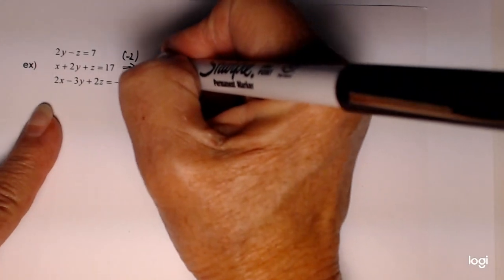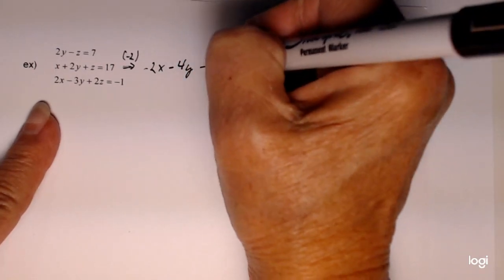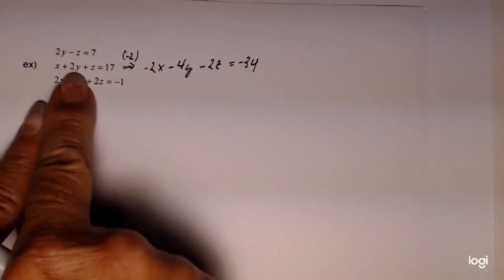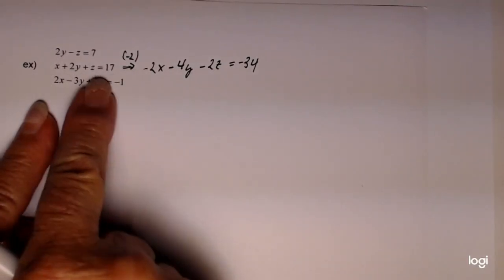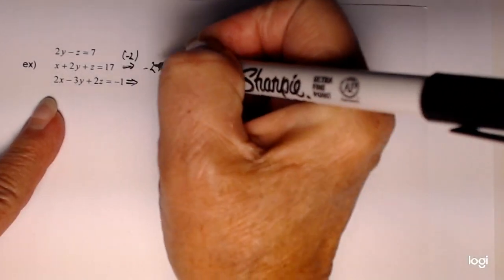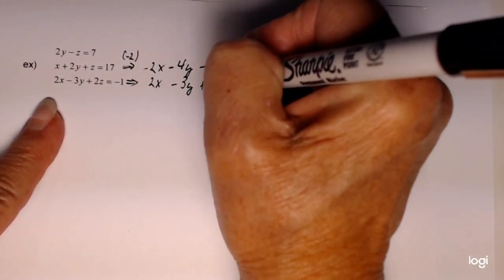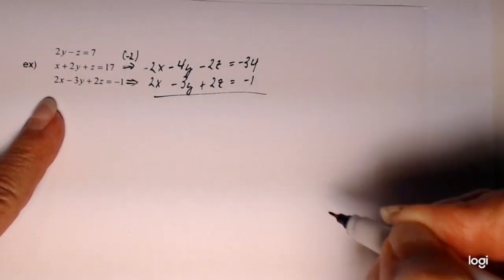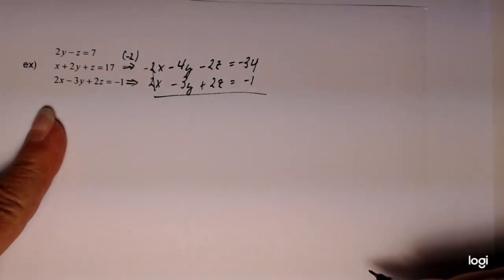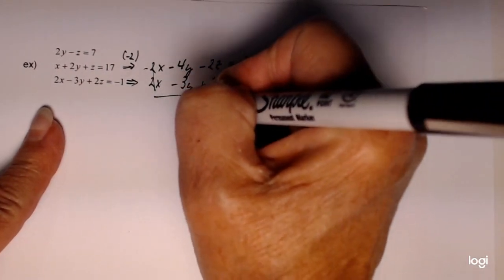So we have negative 2 times x, negative 2x, negative 4y minus 2z is equal to negative 34. Multiply each of these terms by the negative 2. For this second equation here, nothing has to be done to it. So I'll make my little arrow, but I'm just going to copy the equation as is and go ahead now with the addition. So negative 2x and positive 2x, the x's eliminate. Negative 4y and negative 3y is negative 7y.